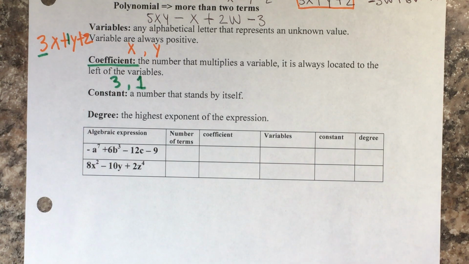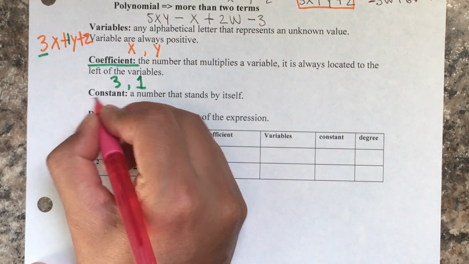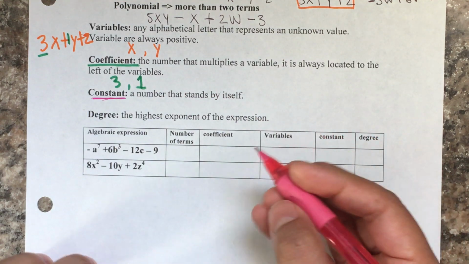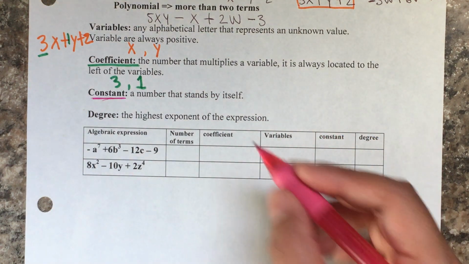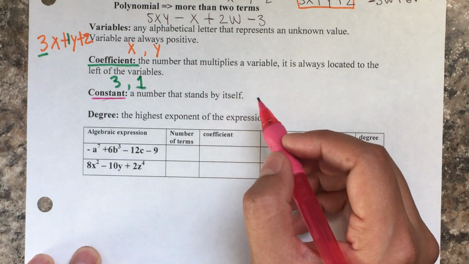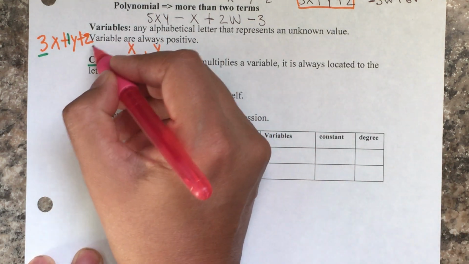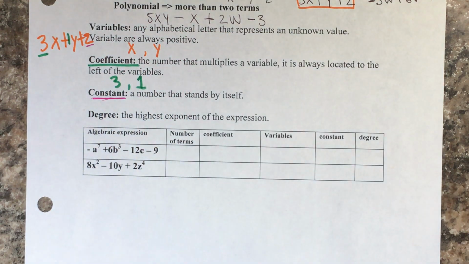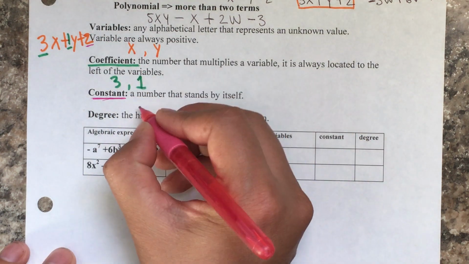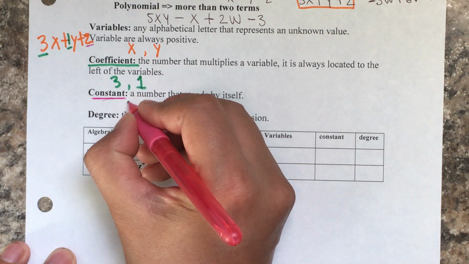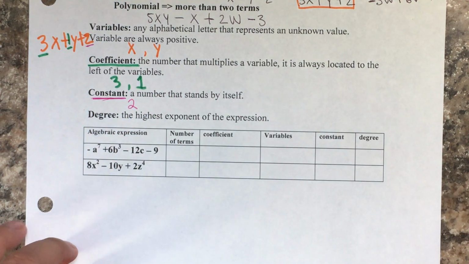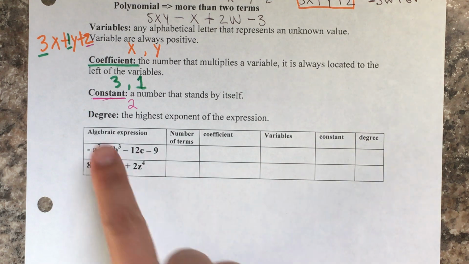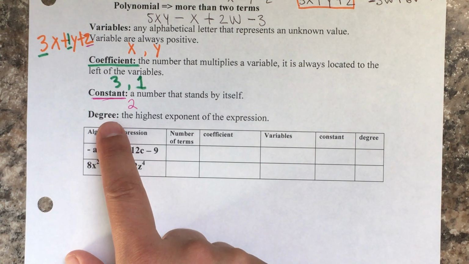Okay, in constant, let me use a different color. I'm going to use pink. So the constant is a number that stands by itself. Okay? Un número que no tiene variable. So basically, it would be this number right here, and that's a fixed number. So we will just write 2 right there. Okay. I think this is not a good example.